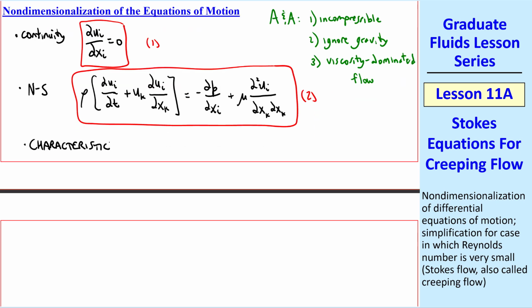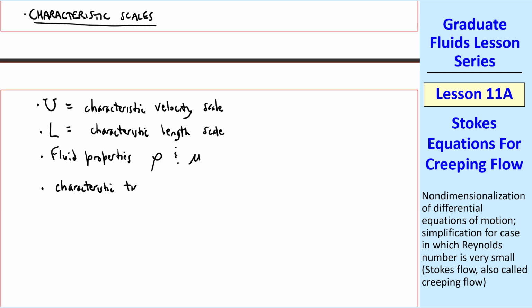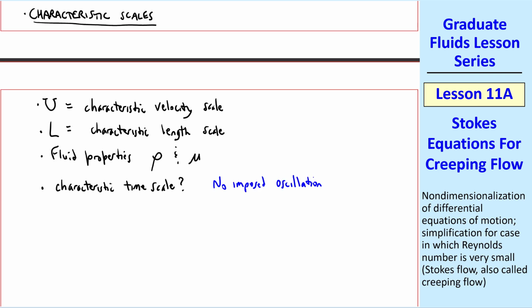To non-dimensionalize the equations, we need to pick appropriate characteristic scales. We already have U as our characteristic velocity scale and L as our characteristic length scale. We also have fluid properties, rho and mu. What about a characteristic time scale? There's no imposed oscillation period, which could be a time scale, or any kind of ramping time scale, so we have to create one out of the existing parameters. We'll use L over U as our characteristic time scale.